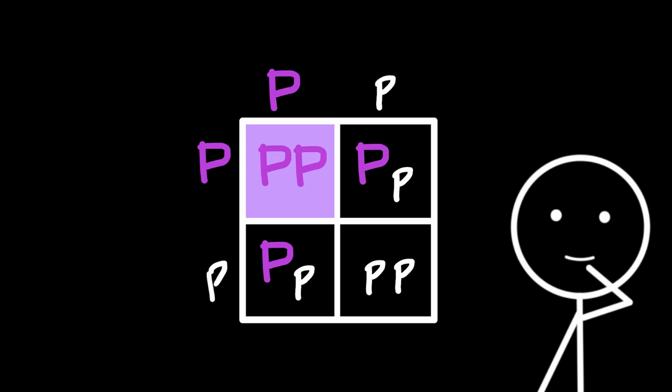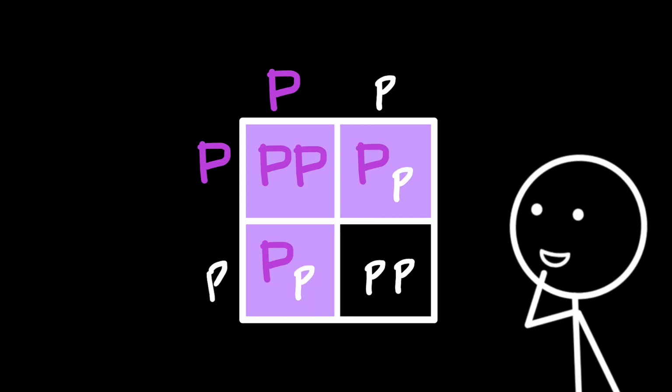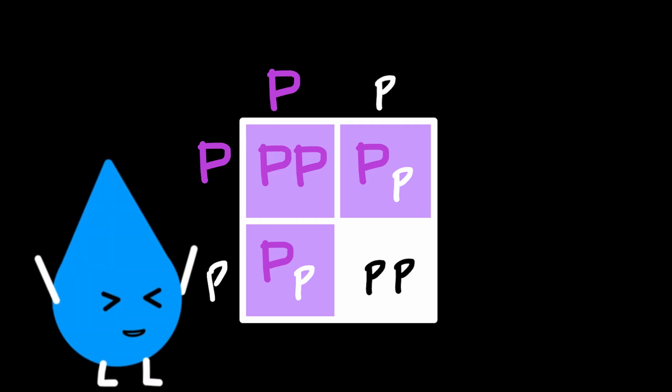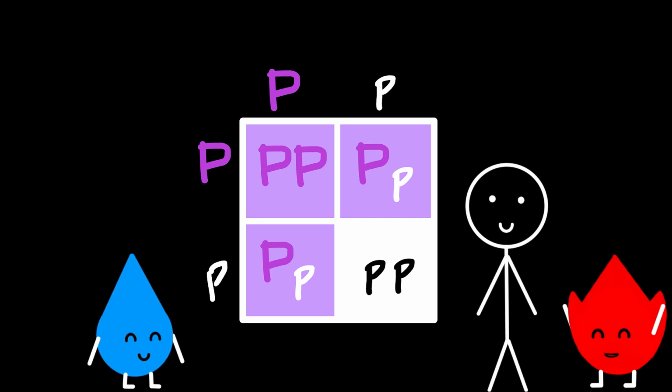This one would be purple. These 2 would be purple. And this one would be white. Great job! And this is how you can produce white flowers from 2 purple flowers. Oh, now it makes sense.